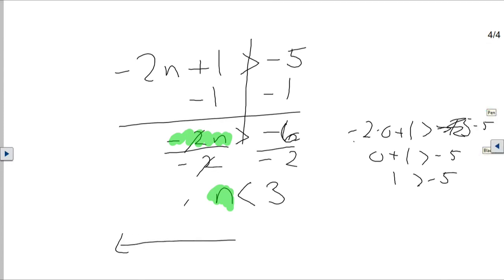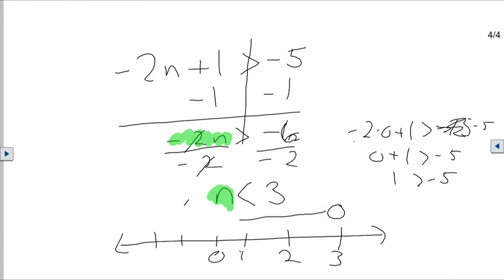So now if I want to graph that, there's my number line. I would put an open circle at 3. Since we're not including 3 in the solution, it's n is less than 3, open circle at the 3, and my arrow would move to the left because we want numbers less than 3. So anything along that line would be a solution.